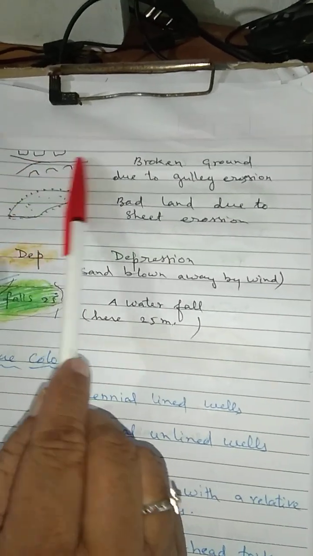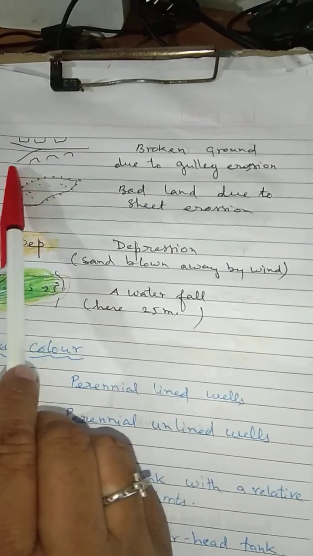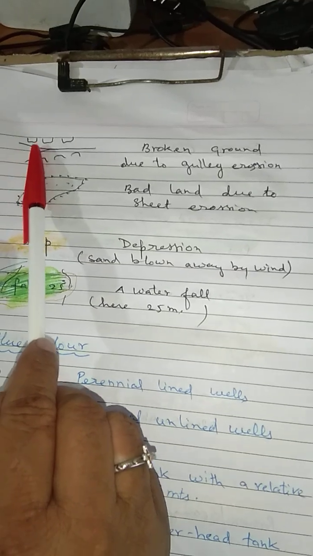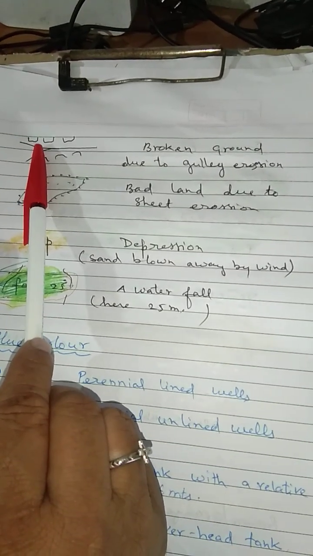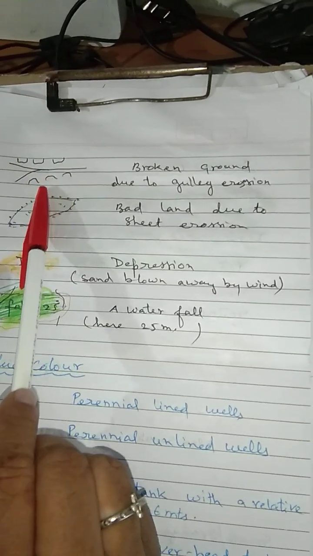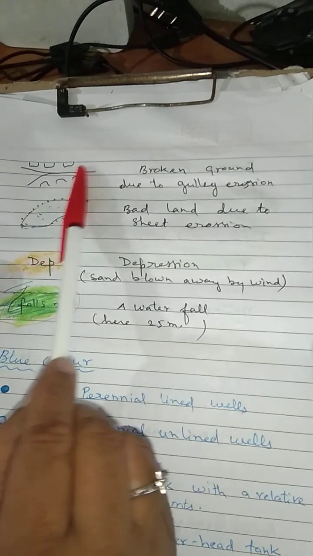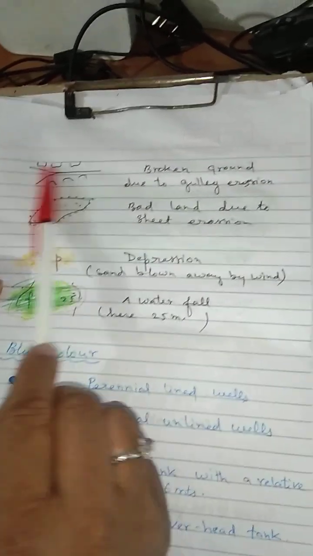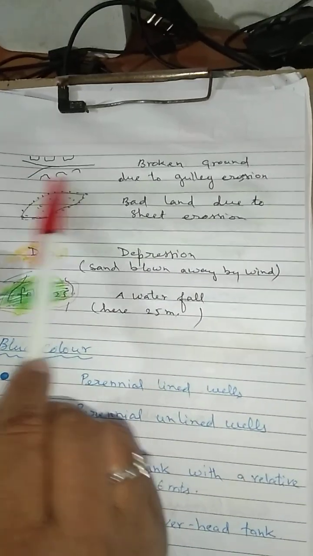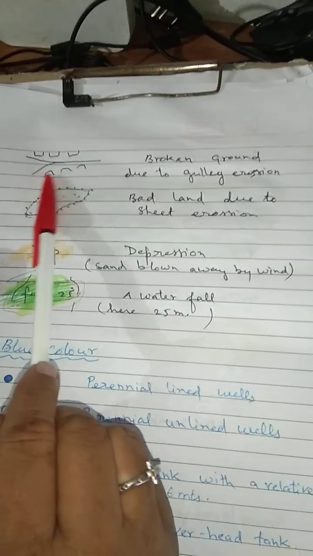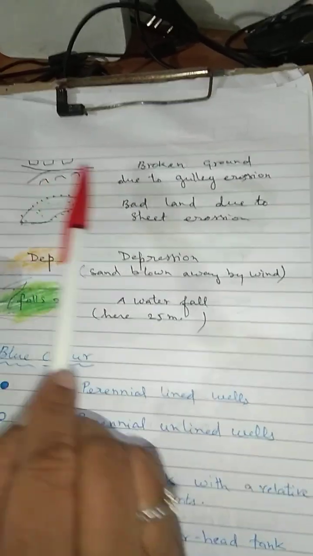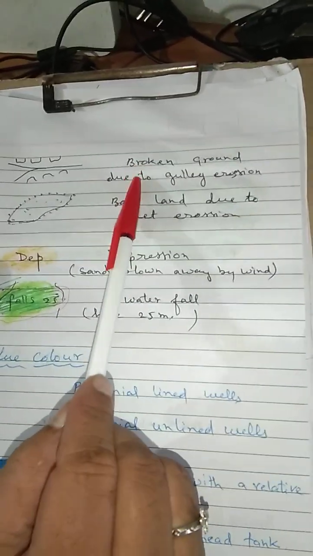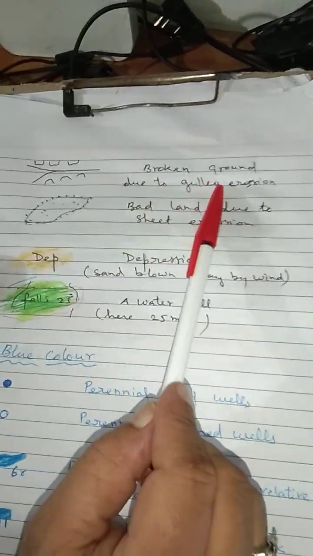This is a river. You can see the white type of a river. When the river is in flood, the river breaks its banks and makes deep gullies or rills. So this becomes bad land. It cannot be used for any purpose other than for the water to flow. So we can't do agriculture here. So bad land due to gully erosion, or broken ground due to gully erosion.